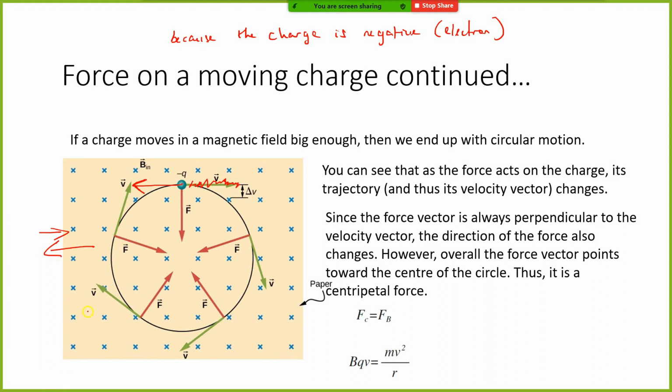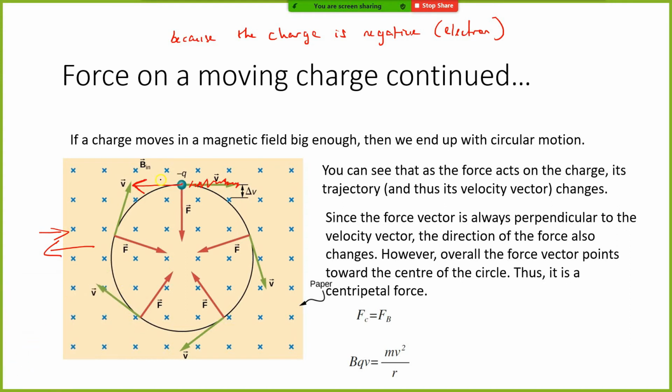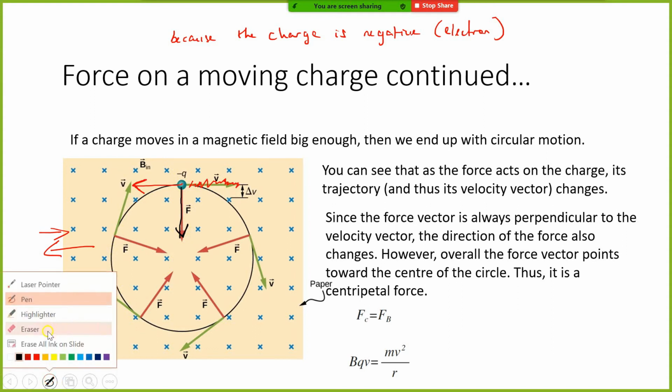So if we were to go ahead and find our magnetic field, which is going into the paper, find where the velocity is going using your second finger, then automatically you will see that your thumb is pointing downwards. Automatically you see that your thumb is pointing downwards. Confirm to me and let me know if that is something that you have seen.